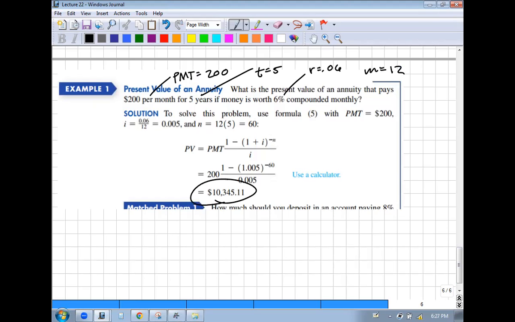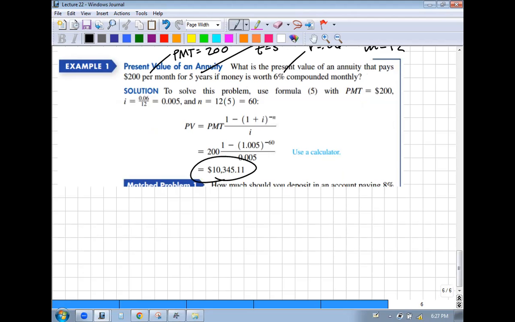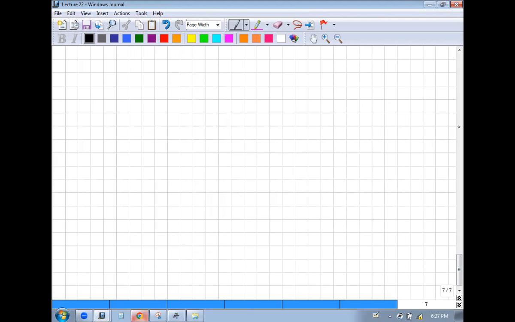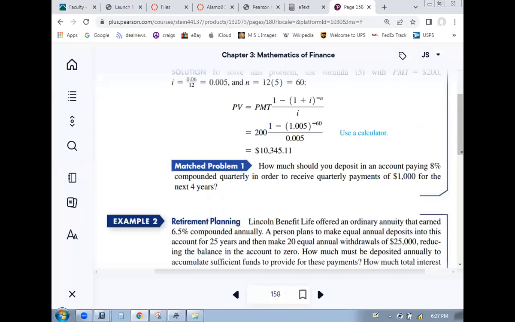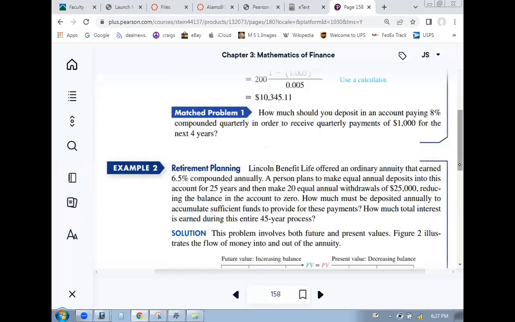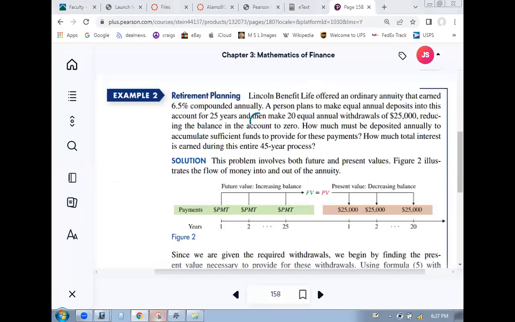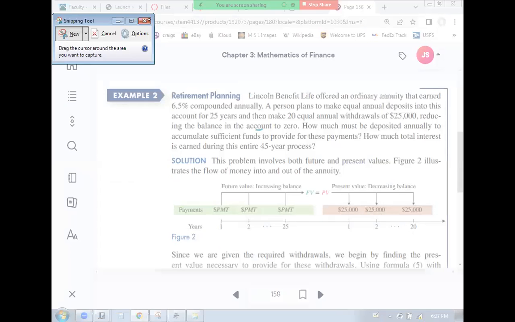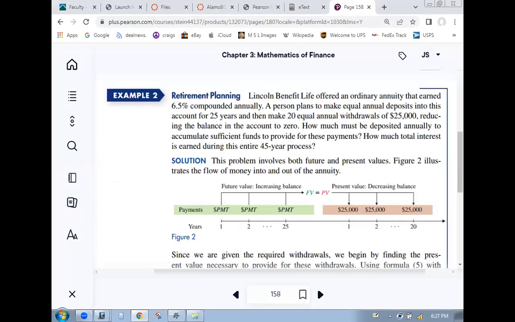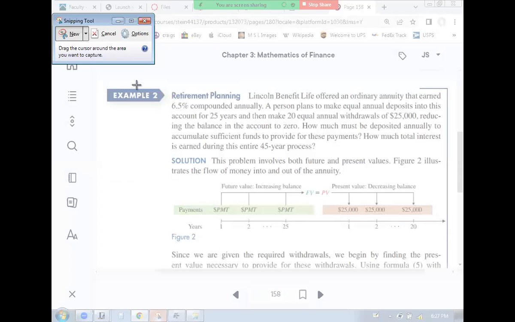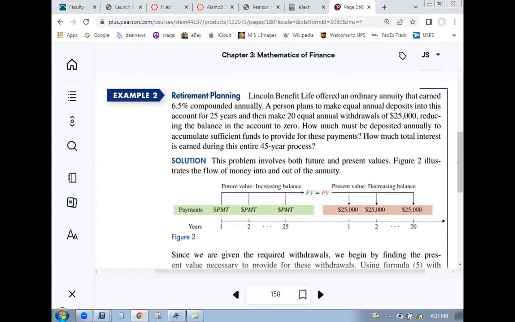10,300 bucks. So let's straight up plug and chug. Problem 1 is going to be exactly the same thing. Just plug it into the new formula. Let's look at example 2 here. Let's scroll down.